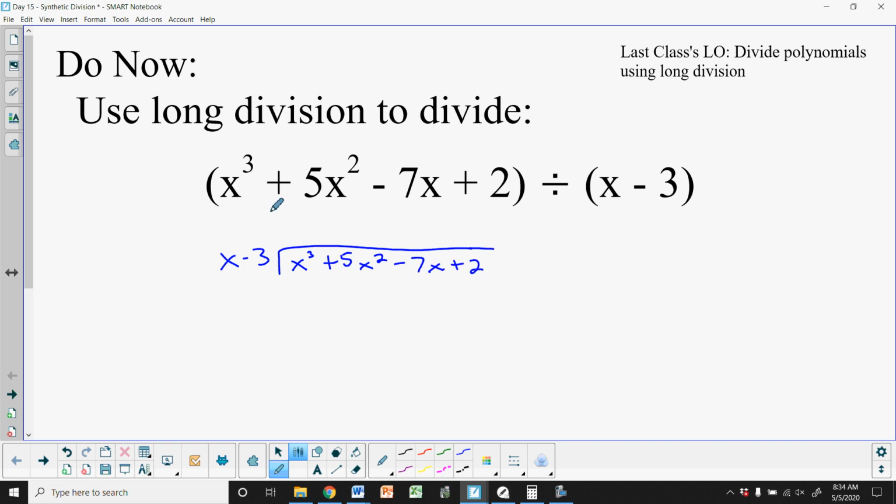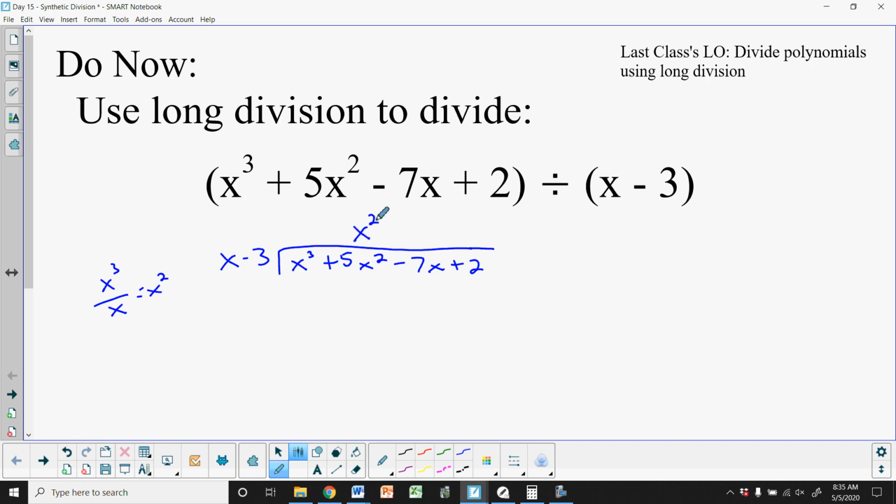And notice that each term is accounted for. We have the cube, the squared, the x, and the constant term. So we don't have to add any 0 x's. So the first thing that we do is we take the first term, x cubed, divided by x. So it looks like this. So x cubed divided by x, we get x squared. It means that we put it in the x squared column.